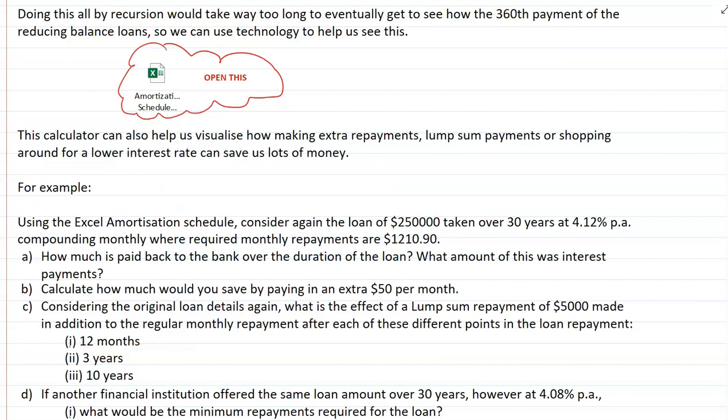Now, if we had to do that for every single one of those 360 payments, we'd be there forever. So luckily these days we have technology to help us. What I'd like you to do is open up this Excel spreadsheet. This is a great way for very quickly doing all of these calculations for us, and it can also help us visualize how making extra repayments, lump sum repayments, or shopping around for a lower interest rate can save us a heck of a lot of money.